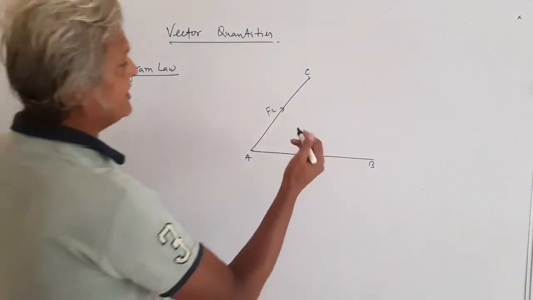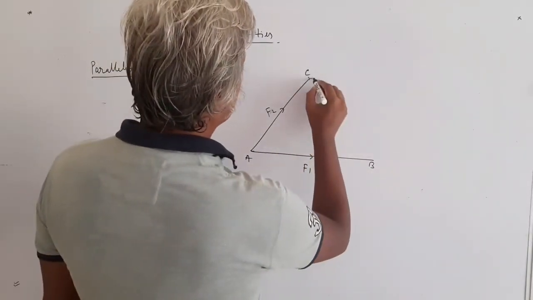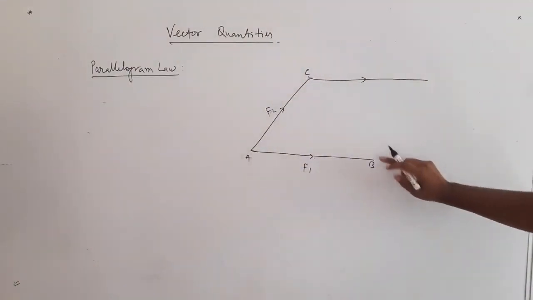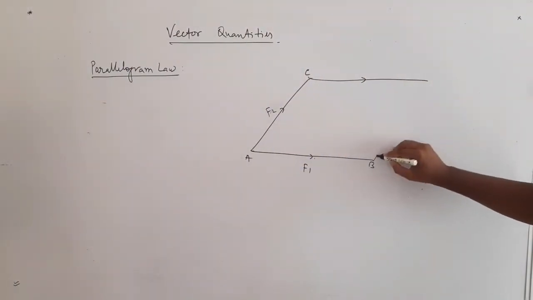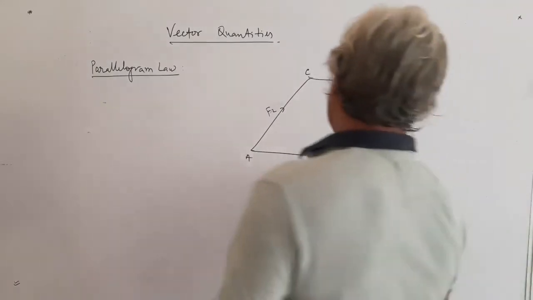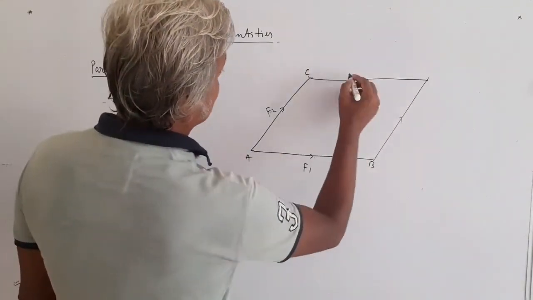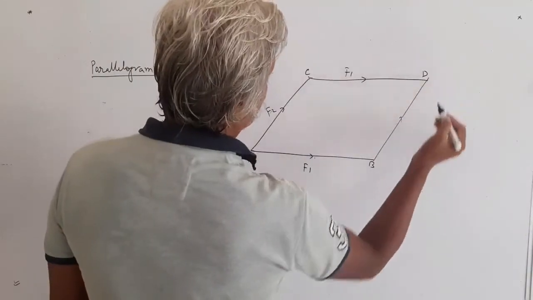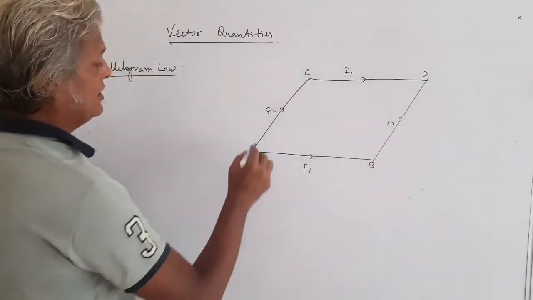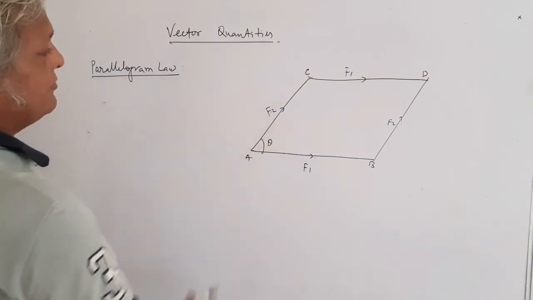The parallelogram law says to make a parallelogram, so from C draw a line parallel to AB, and then from B draw a line parallel to AC, just like this. So this becomes a parallelogram. Since in a parallelogram the opposite sides are equal and parallel, this is F1, so this is also F1, and I can name it D. And if this is F2, this is also F2. Suppose the angle between these two vectors is theta.